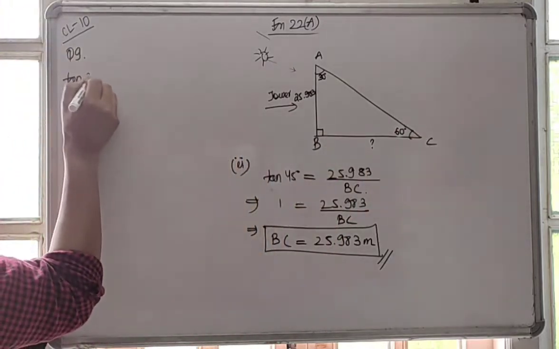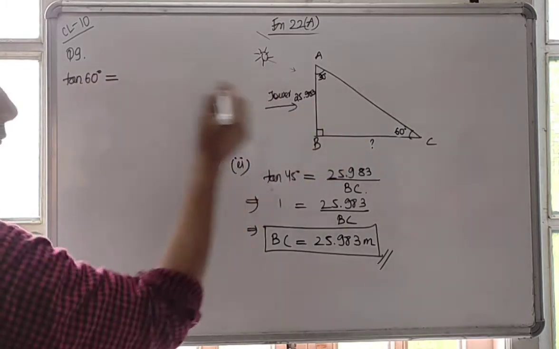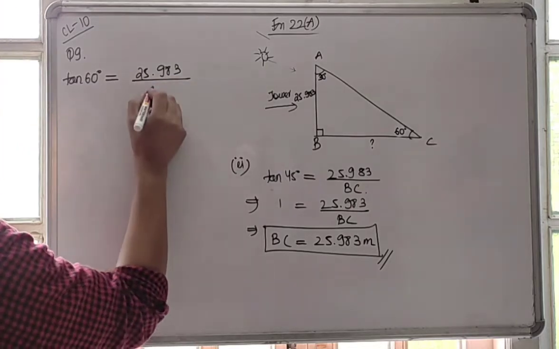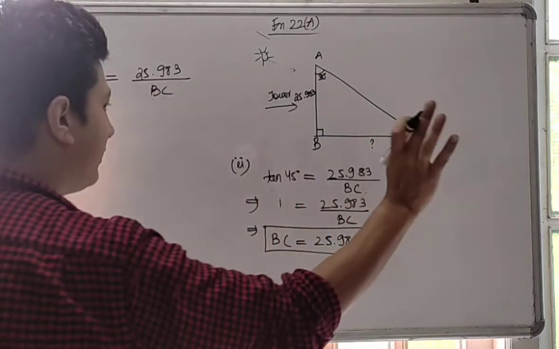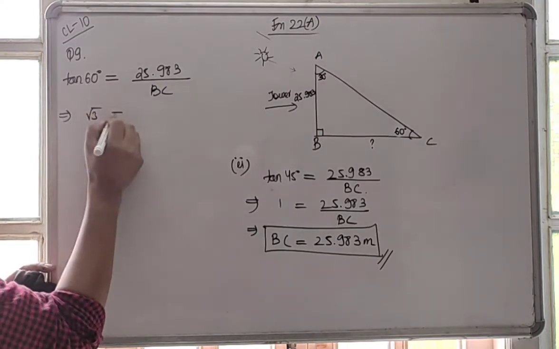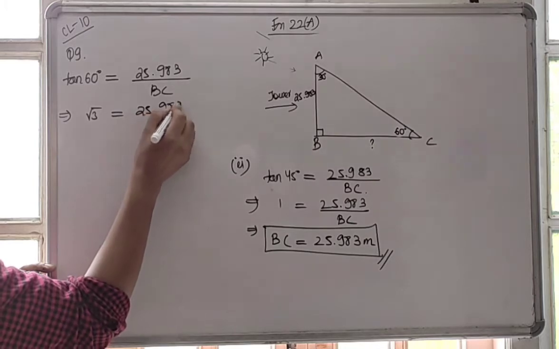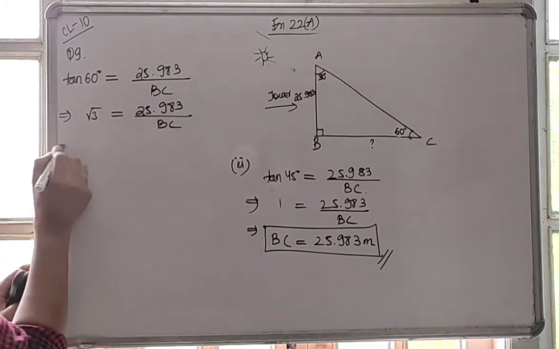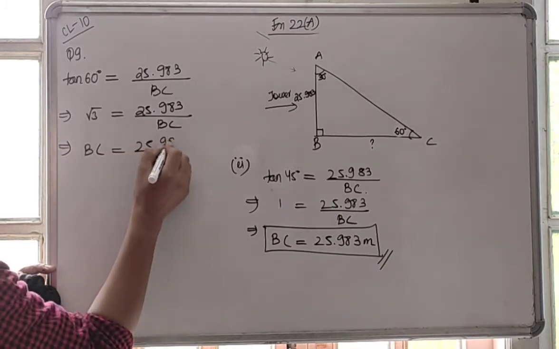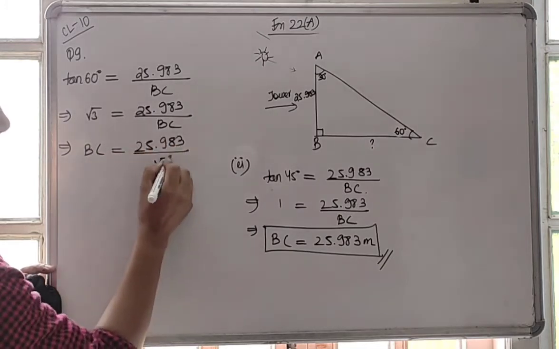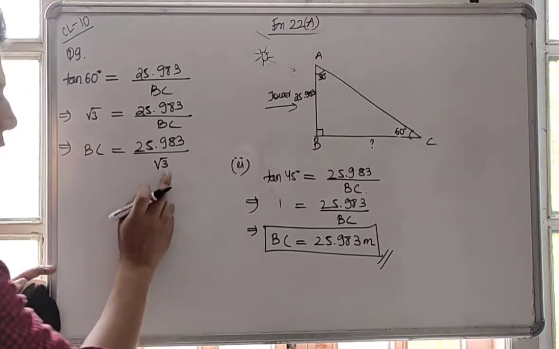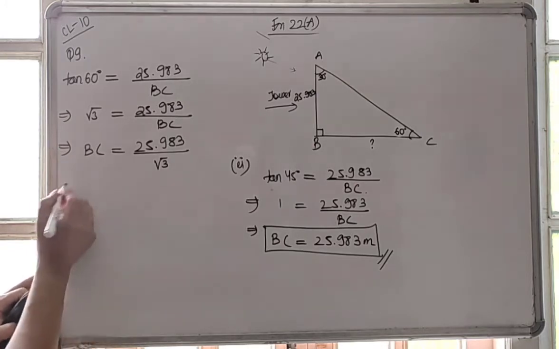Okay. So tan 60, TOA, means 25.983 divided by BC. So this time again we need to find BC. Therefore tan 60 is root 3, which equals 25.983 divided by BC. So let's calculate BC. Again the same thing, 25.983 divided by root of 3. Root of 3 means 1.732.